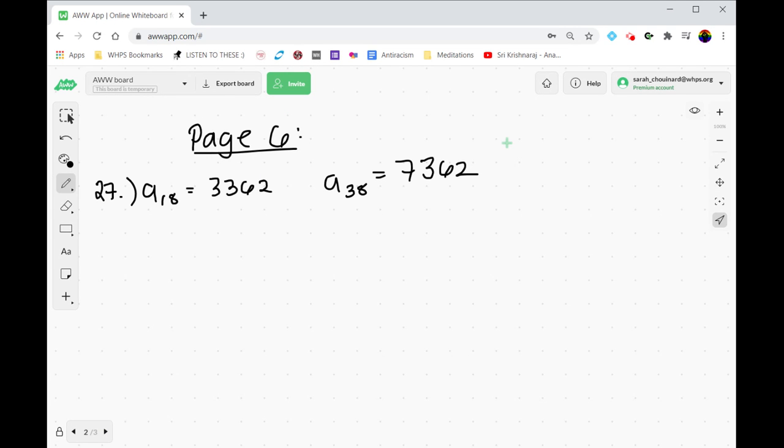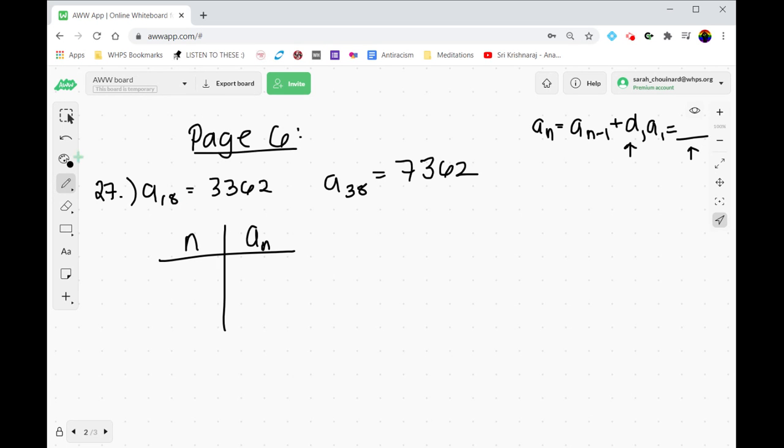All right, further down on page 6, they only give us 2 terms, and the directions want us to write the recursive rule. To write the recursive rule, which is this, I need to know the 2 parameters. I need to know what d is, and I need to know what a sub 1 is. First, I'm going to find d. I'm going to do that by turning this problem into a table with the n in my first column and the a sub n in my second column.